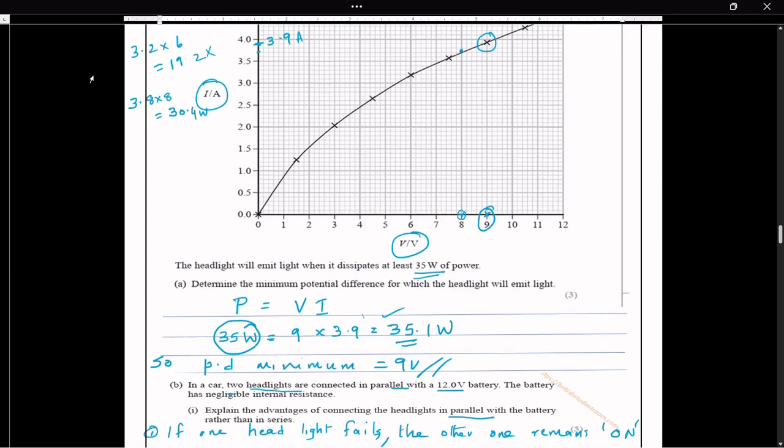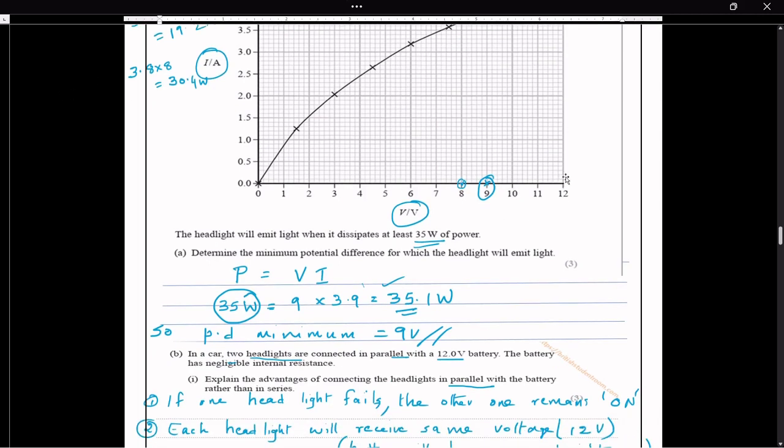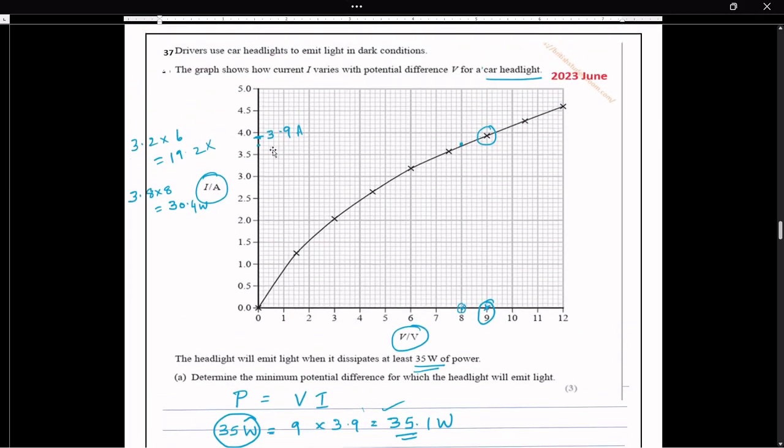So I'm taking the maximum voltage of 12 with a maximum current of approximately 4.5, 4.6 it is. For a voltage of 12, the current is 4.6.